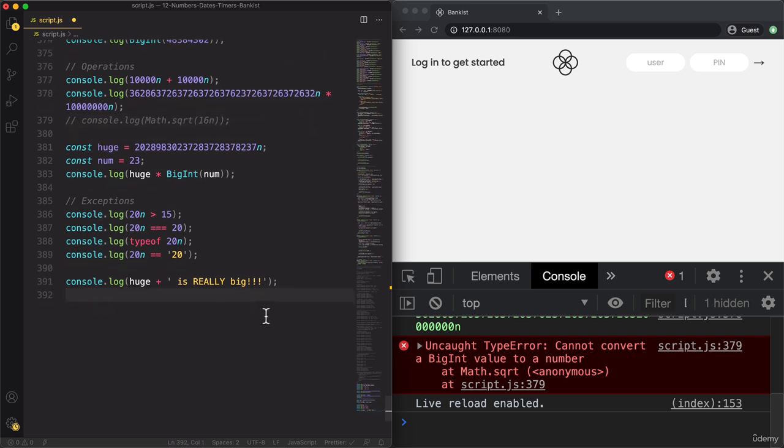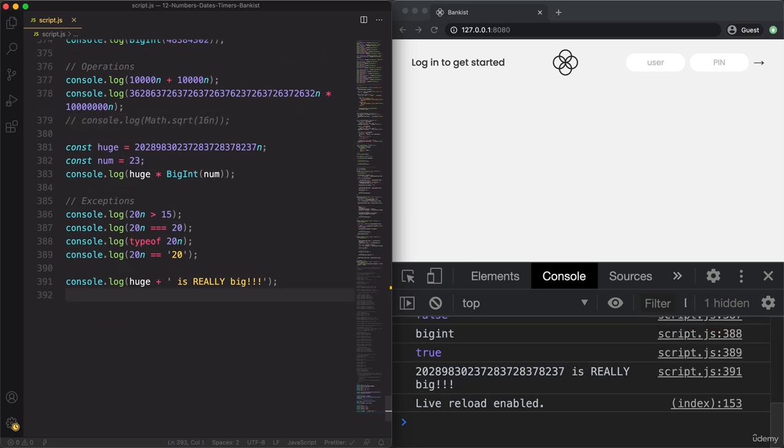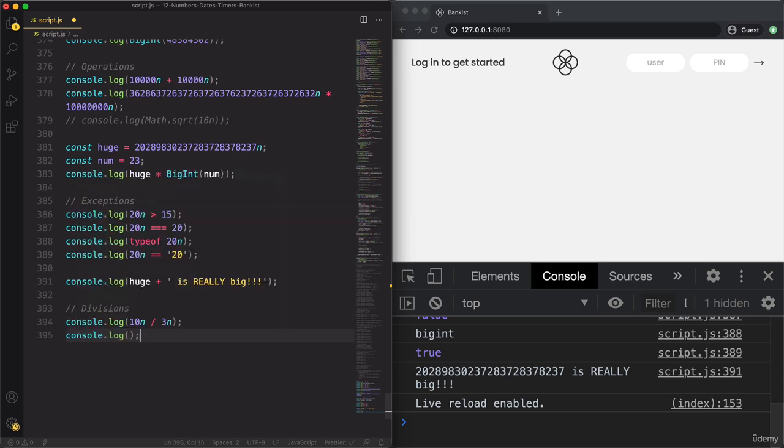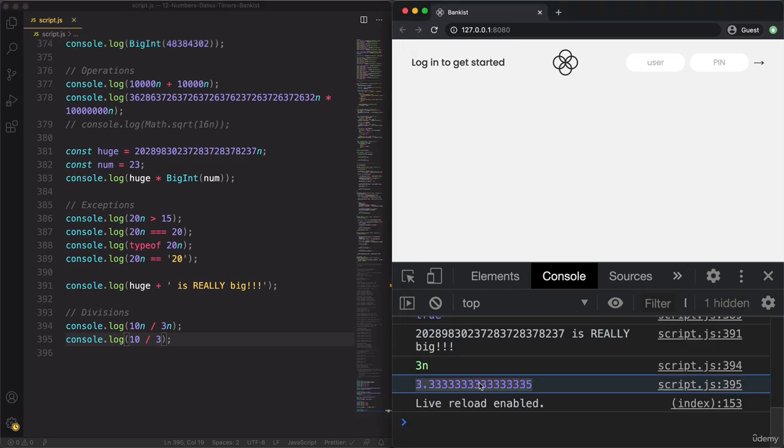All right. Finally, let's take a look at what happens with divisions, because BigInt is indeed an integer. So what happens if we do this? 10 divided by 3n. And we know that with normal numbers, this would not be an integer, right? So 10 divided by 3 is 3.33 until infinity. But with BigInt, it will simply then return the closest BigInt, right?